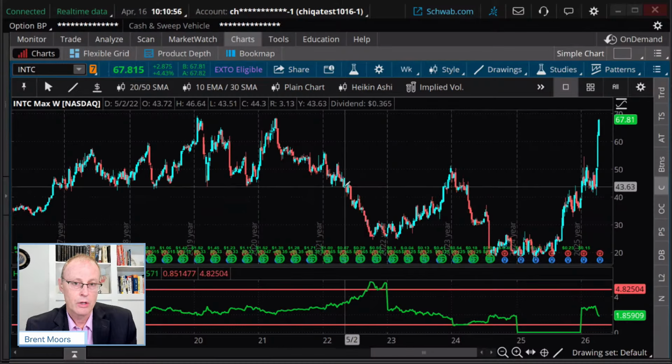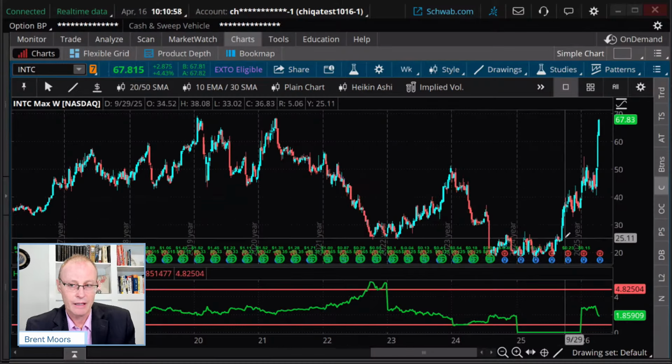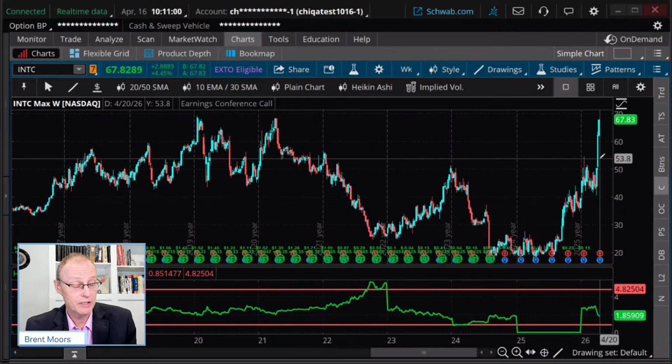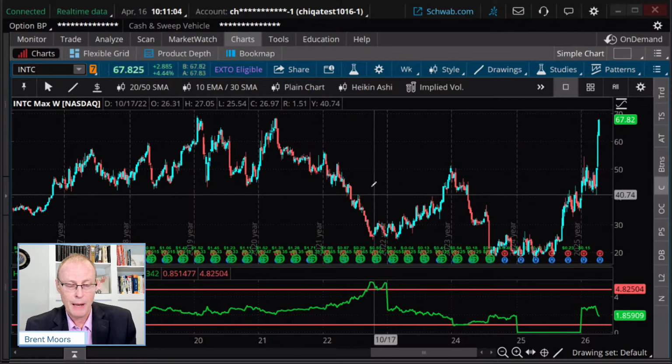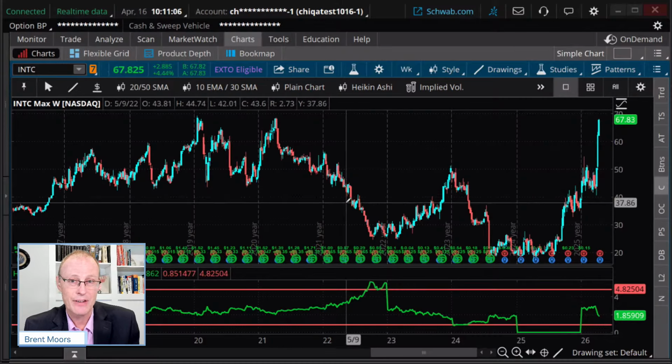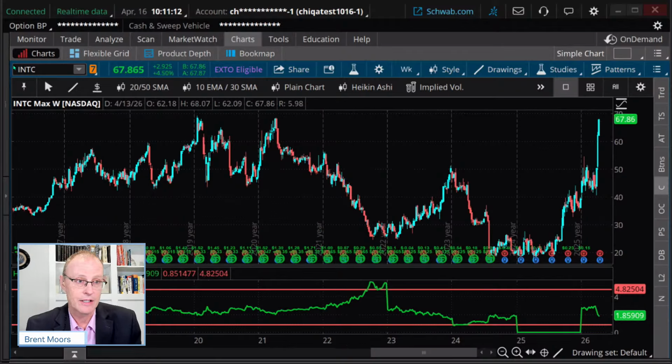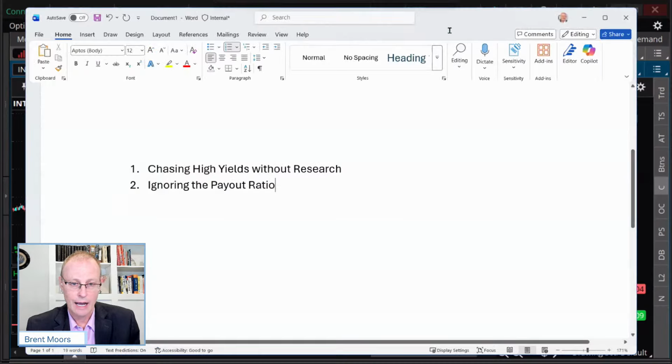So you can see now lately, partially with the help of the US government, things have taken a turn. But when you see payout ratios above 70, 80, 90%, especially if that goes on for more than a quarter, that's something you've got to be careful about. So that's the second one on the list, ignoring high payout ratios.